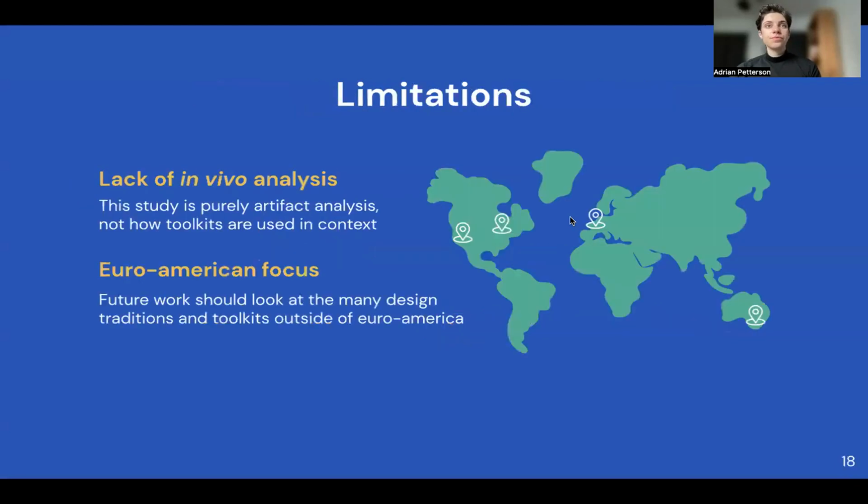Our study has several limitations. We did not address the toolkits in vivo, rather we performed a discursive artifact analysis. With future work, we hope to evaluate the toolkits in action and work with toolkit creators to better understand the systems from which these toolkits emerge. Further, this study focuses on Euro-American design contexts. There are a multitude of other design approaches and framings of equity outside the Euro-American space, which should be analyzed to gain a more fulsome picture of design equity approaches on a global scale.